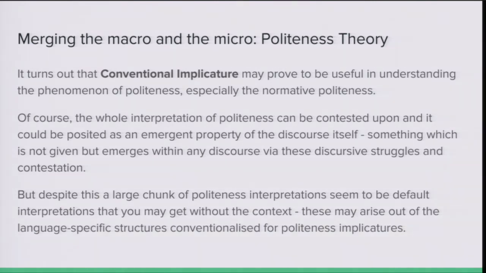So one of the things is the whole interpretation of politeness can be contested. The way people could talk about it and say, no, this was not really that impolite. Or you could agree, and you could also disagree. So you could contest it. And a lot of researchers have posited this as an emergent property of the discourse itself. So it's something which is not in your structures, it's not in your words, it's not in your sentences. It emerges within a discourse, while you're talking to each other, politeness is something that just comes about, right?